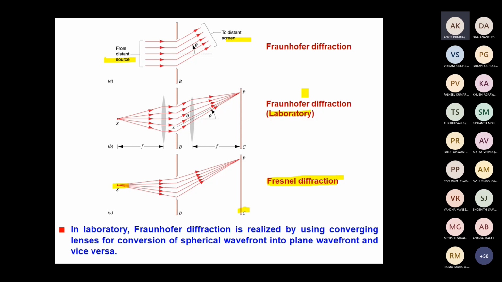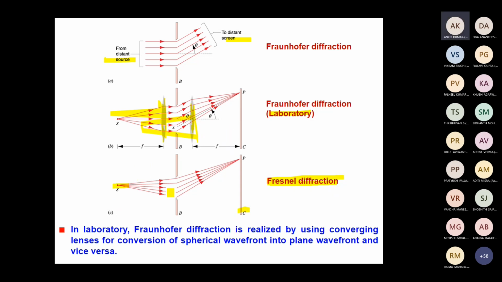Infinity is just something; keeping the source at infinity and the screen at infinity does not make sense. What you can do in laboratory conditions is that Fraunhofer diffraction can be analyzed by using two lenses. So you use two lenses over here, basically to convert the spherical wavefront into plane and vice versa. That is why you are using the two convex lenses to achieve the same.